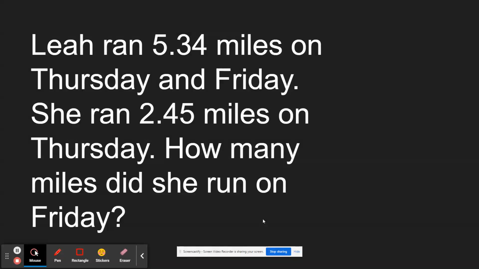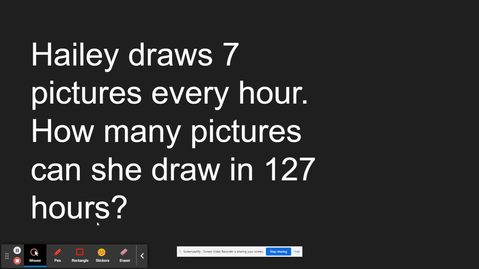Leah ran 5.34 miles on Thursday and Friday, so that's my total. She ran 2.45 miles on Thursday. How many miles did she run on Friday? So we know how much she ran Thursday and Friday, and just Thursday alone. So all you need to do is subtract this from the total to find out how much you ran on Friday. So that would be subtraction.